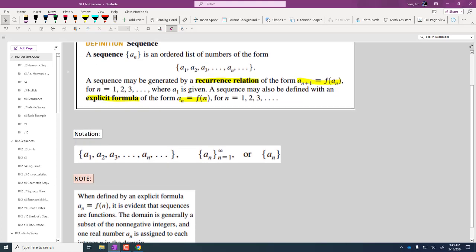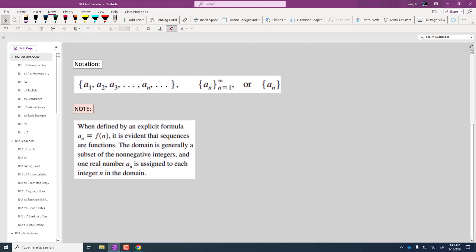So for example, let's talk about notation first, then we'll do some examples. For a sequence, we always use the braces, the curly brackets, to indicate sequence. This is a really common way to indicate it right there. This is another way. This is the most common way, though.